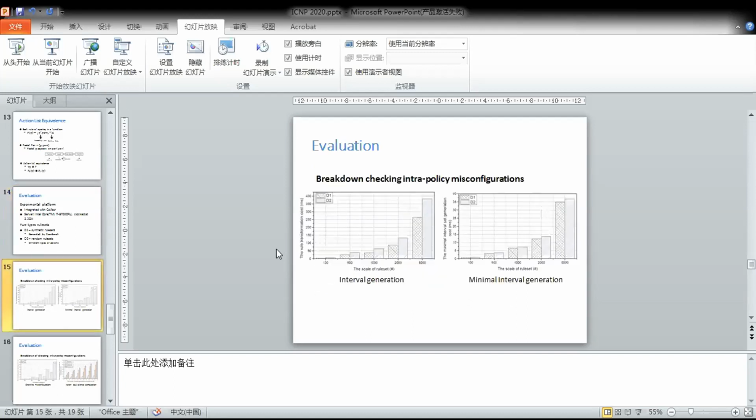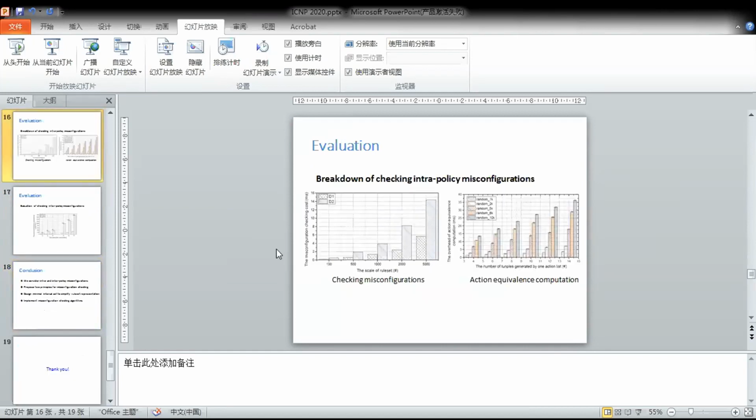First, we break down the cost of checking intra-policy misconfigurations. It shows that the interval generation step costs hundreds of milliseconds at most, while minimal interval generation only consumes tens of milliseconds. In addition, checking misconfiguration takes 50 milliseconds at most, while the action equivalence computation costs tens of milliseconds. Therefore, the overhead of the interval generation is the most expensive.